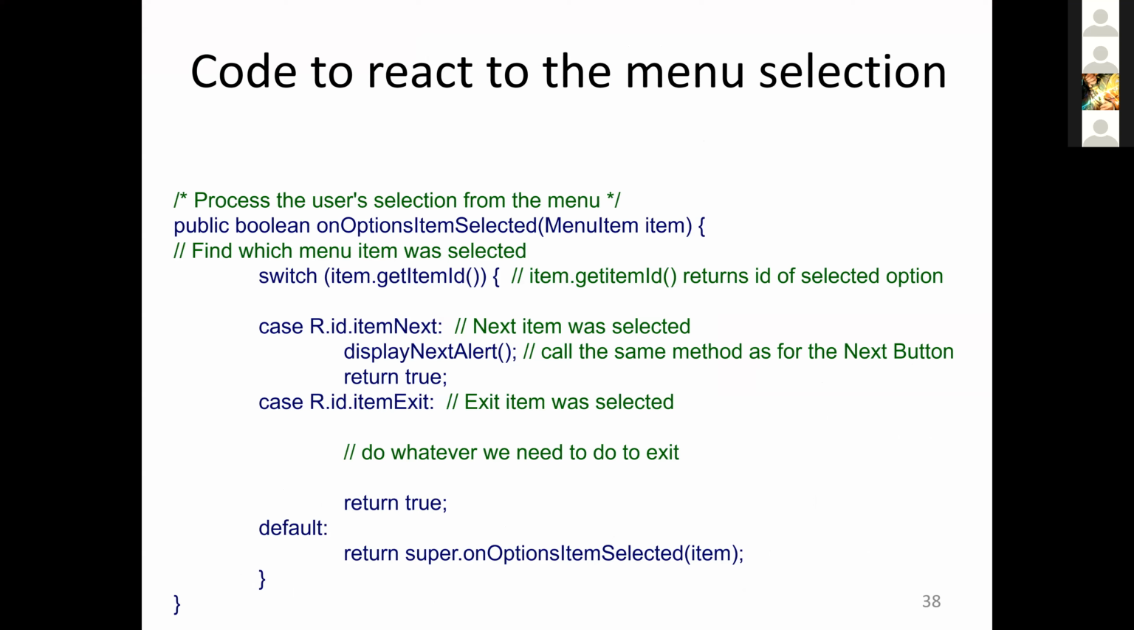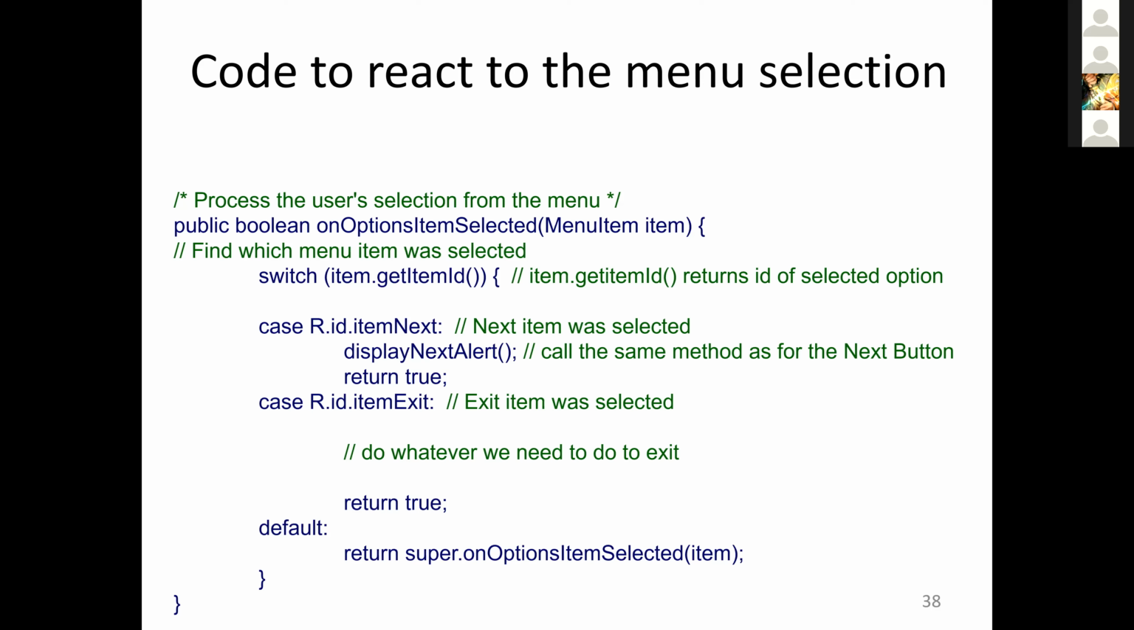Remember, in our code, we have the method onCreate. We had the method onCreateOptionsMenu. And we also have a method called displayNext. So what I need you to do is add another method called onOptionsItemSelected, like this one here. So what does it do? OnOptionsItemSelected is supposed to identify the item that has been clicked by the user, what the user has selected.